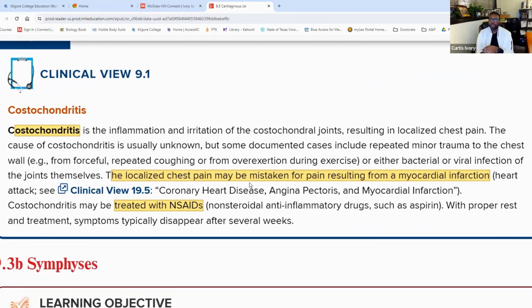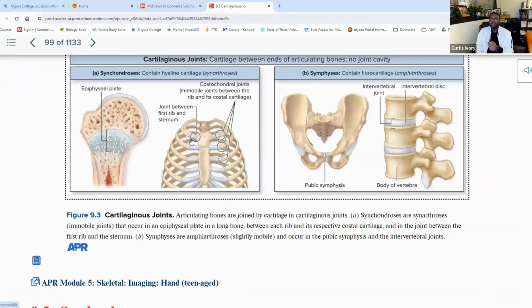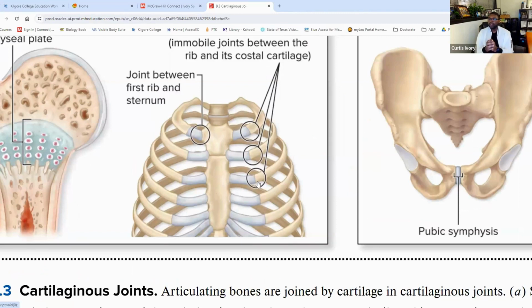Not a disorder, but a condition that can happen is called costochondritis. If you break that word apart, costo means rib, chondro means cartilage, itis means inflammation. So if you put that together, we have inflammation of the ribs and the cartilage, or the cartilage of the ribs. If you remember looking back at this picture up here, the cartilage can essentially have inflammation, which means there's pain, swelling, tenderness, heat, potentially redness there.